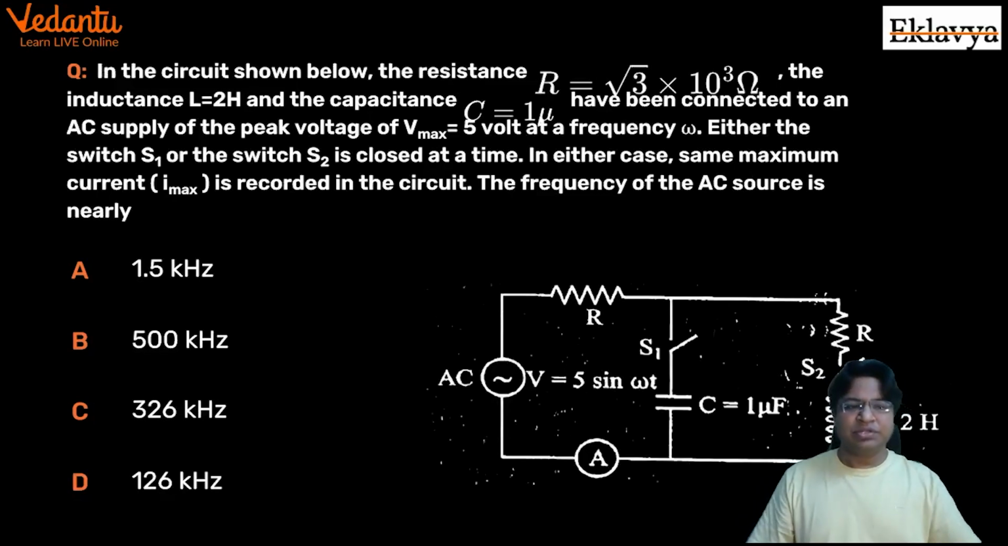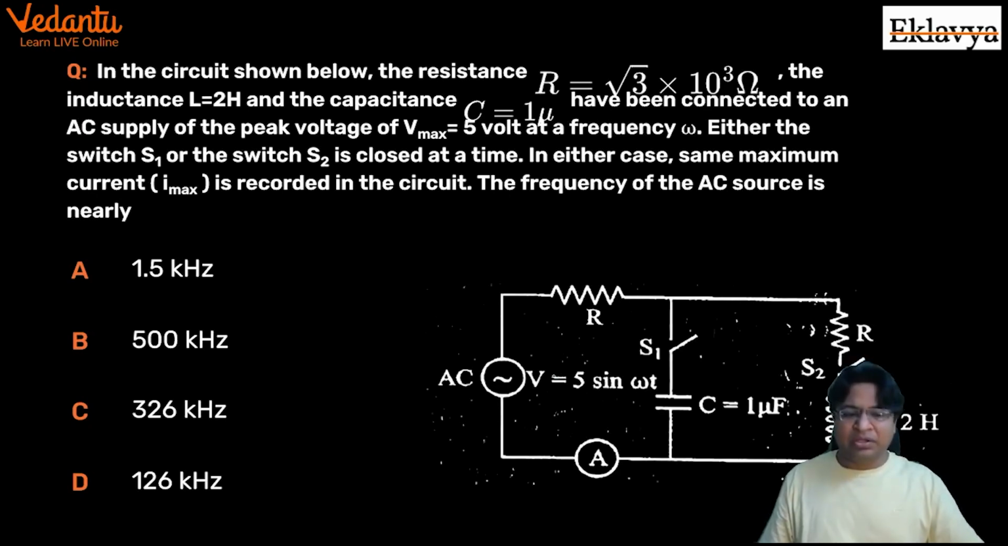This question says, in the circuit shown below, the resistance R is 3 into 10 raised to the power 3. Yeah, that value is correct. The inductance is 2 Henry and the capacitance is this much, connected to an AC supply of peak voltage 5 volt at the frequency omega. Either the switch S1 is closed or switch S2 is closed at one time. Maximum current is the same. Find the frequency.